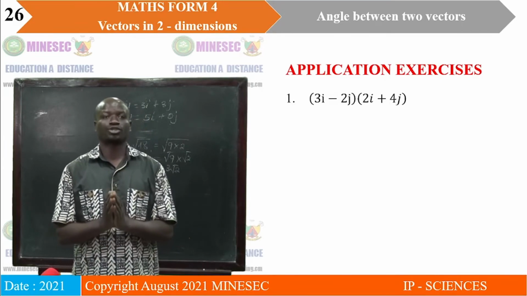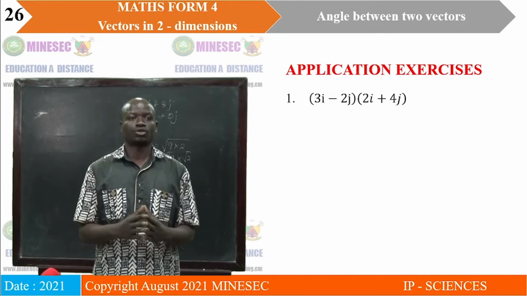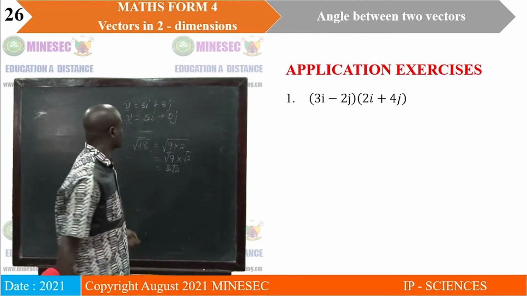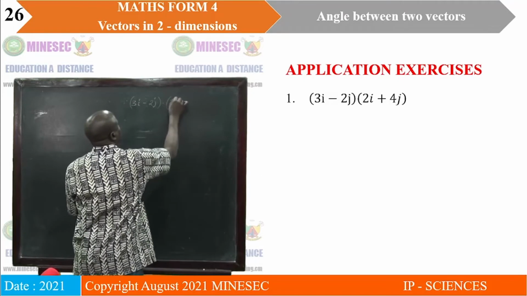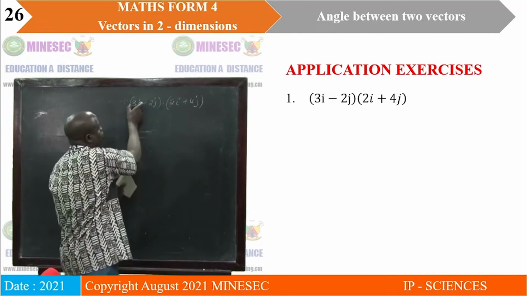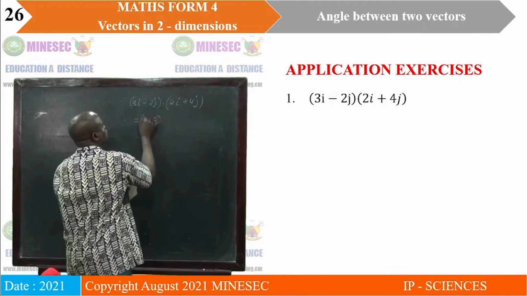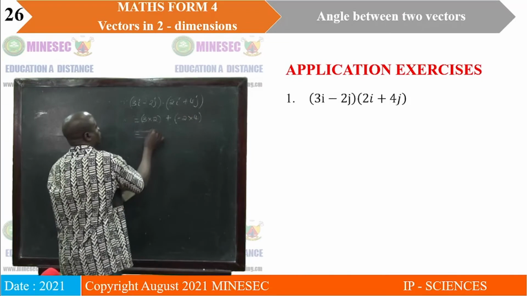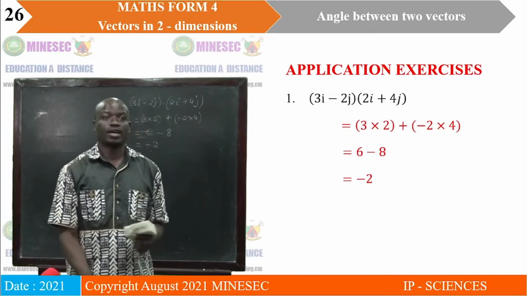Okay, let's look at this application exercise. It will help to concretize what we have just gone through. The first is for us to find the dot product of the two vectors, 3i minus 2j dot 2i plus 4j. When we do this dot product, we multiply the coefficients of i with the coefficients of i, and the coefficients of j with the coefficients of j. So we have 3 times 2 plus negative 2 times 4. And that is all. So we have 6 minus 8, which gives us negative 2. So that's their dot product.